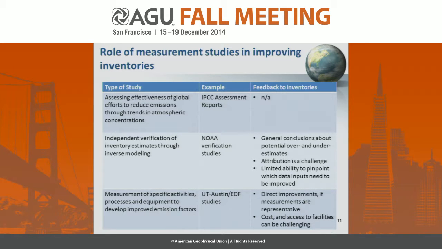Finally, there's the direct measurement of specific activities, processes, and equipment to develop improved emission factors. Some examples of those would be UT Austin and EDF. So those can lead to direct improvements if the measurements are representative, but cost and access to facilities can be a challenge for those studies.